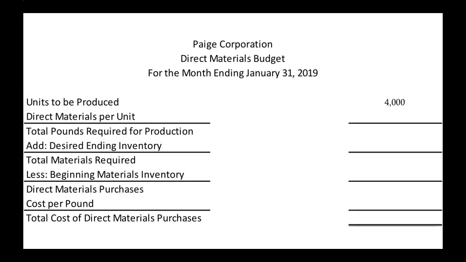Now, direct materials per unit. Well, we're told that there's 2 pounds of raw materials needed for each unit. So it's 2, because there's 2 pounds of materials going into each of these units. So our next line here is the total pounds required for production. Well, if we are producing 4,000 units, and each unit requires 2 pounds of materials, we multiply those together and find that we need 8,000 pounds of materials for production.